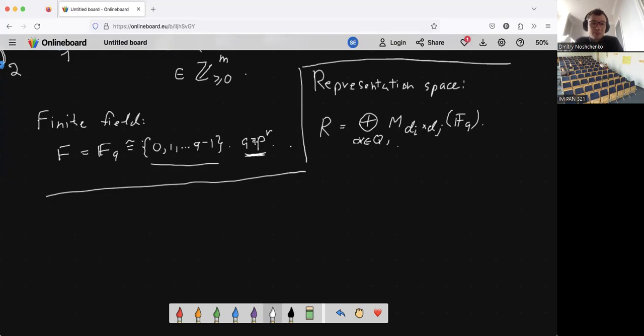For us, it's more crucial that there are only finitely many elements that you can put in this matrix. Because the next step that we want to do is to compute the size of R. So let's do some very simple examples. For example, let's take a quiver with one node and zero arrows and loops.